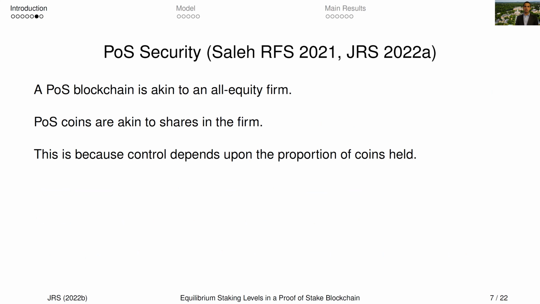In a prior paper with the same co-authors, we offer this analogy, in addition to some formal analysis, which I think clarifies why the level of investment is so important in a proof of stake setting: a proof of stake blockchain is akin to an all equity firm. So you think about the coins, the native asset of the proof of stake blockchain, as akin to voting shares in that all equity firm. If Ethereum, for example, was using proof of stake, you should think about Ether as equivalent to voting shares in the enterprise of Ethereum.